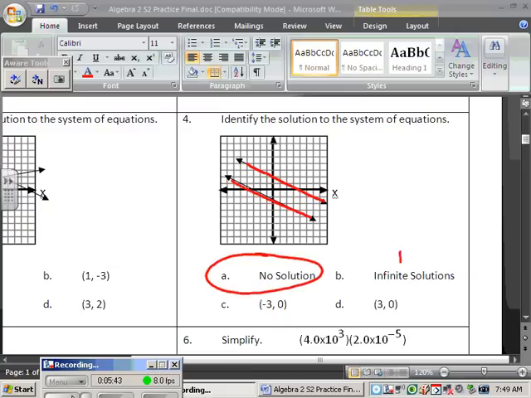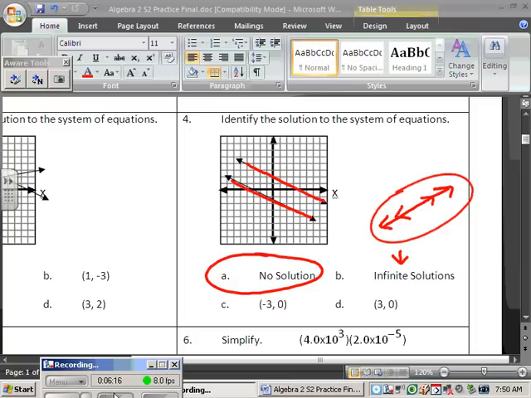Now just to clarify what infinite solutions means, the word infinite basically means going on forever. So when we're talking about solutions, it means that there's many, many solutions. But if a solution is where two lines touch, for there to be infinite solutions, two lines have to be one on top of the other, which means every point is touching. So for it to be infinite solutions, this is what your lines would have to look like. So no solution means the lines are not touching at all.